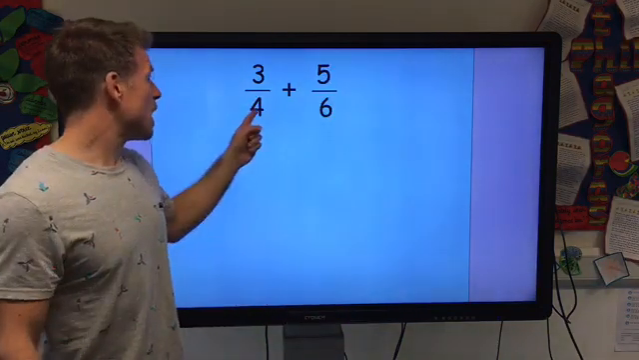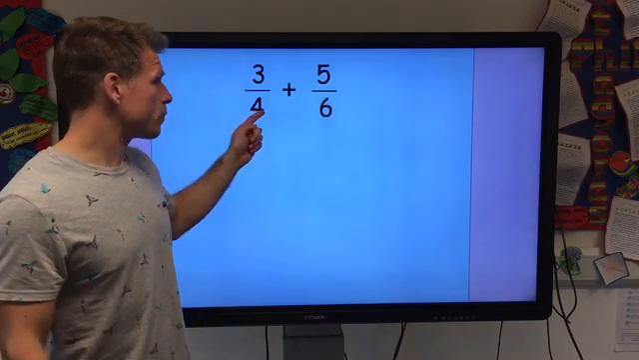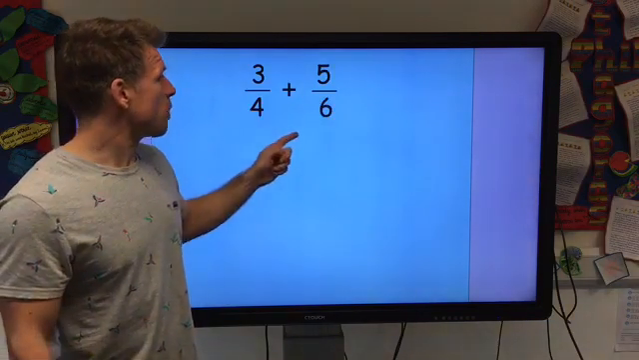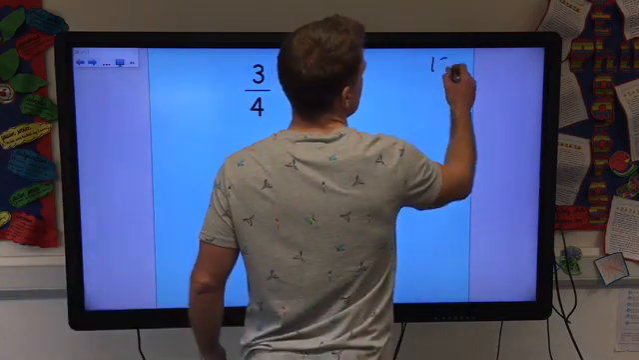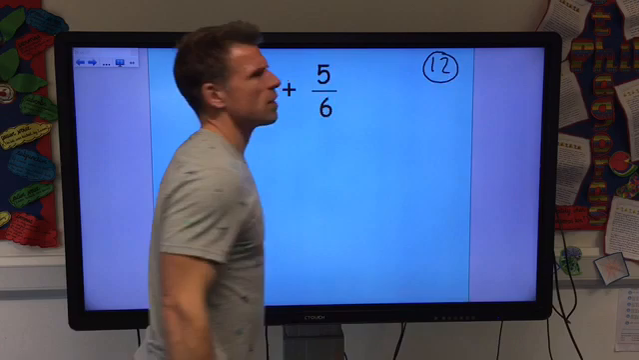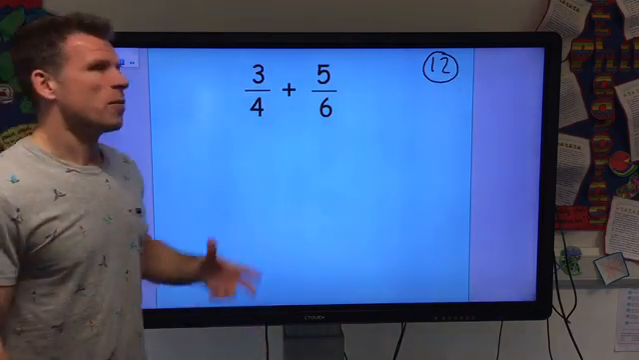But there actually is a lower common denominator than 24. You may have already worked out that it's 12. I just like to write down what my common denominator is there and circle it. Don't know why, I just like to do it, it helps me to remember.